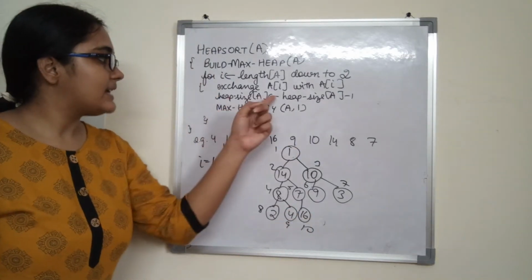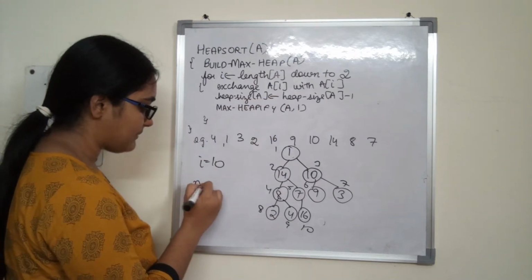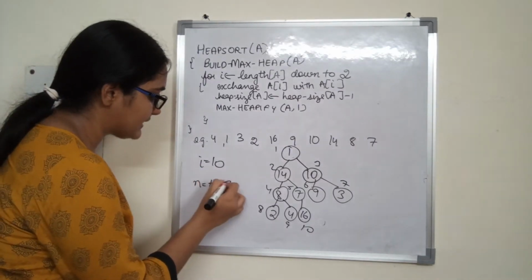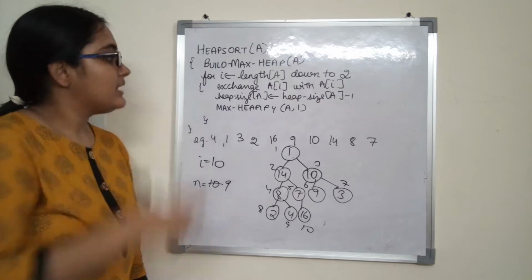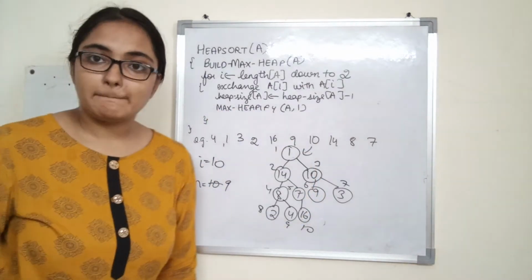Now heap size is equal to heap size minus 1. What was the heap size? Let us say I am denoting heap size by n. So what was the heap size initially? 10. Now heap size has decremented to 9. Now we are calling max CP5 on A1. That is this node.